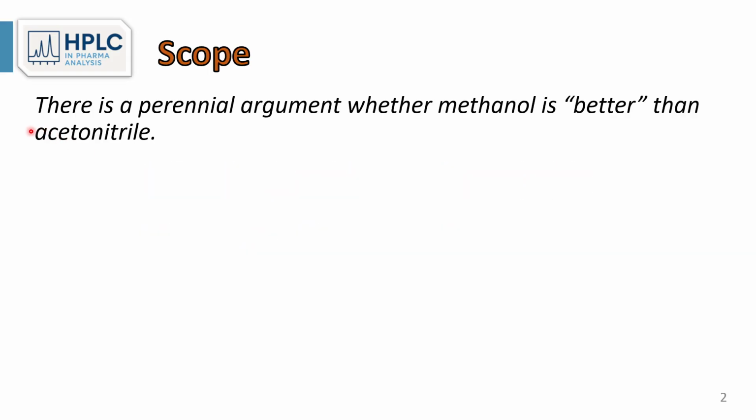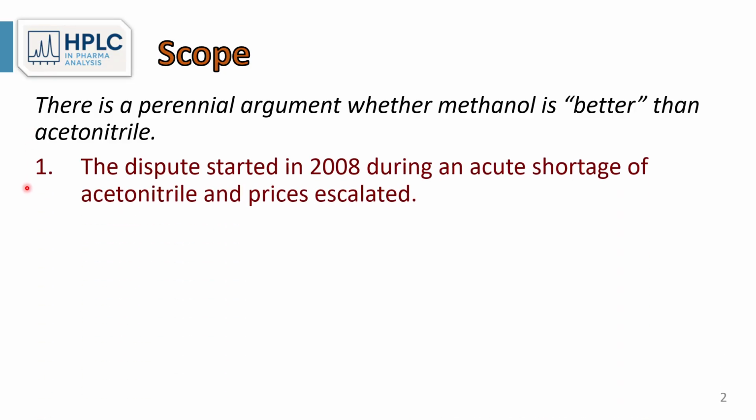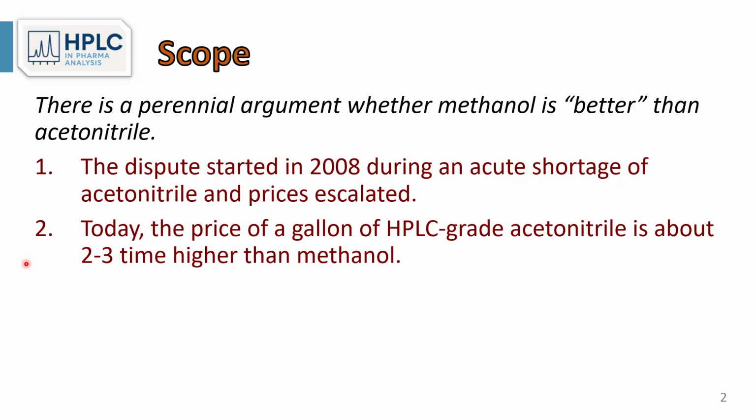Scope. There is a perennial argument whether methanol is better than acetonitrile. The dispute started in 2008 during an acute shortage of acetonitrile when prices escalated. To date, the price of a gallon of HPLC grade acetonitrile is about 2 to 3 times higher than that of methanol.